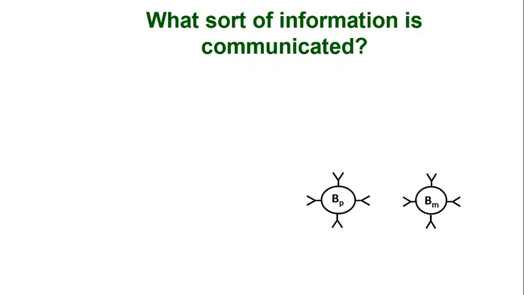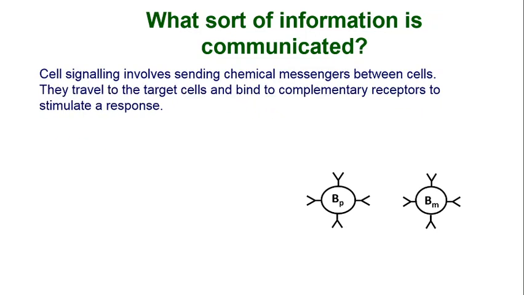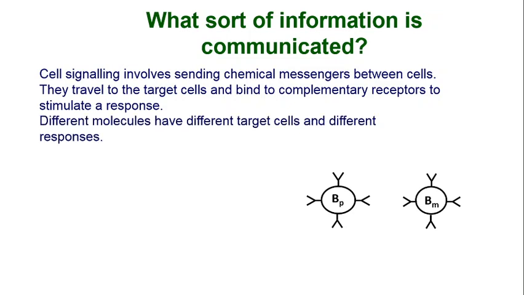So we're going to look today at cell signalling, so the types of communication that you get between them. This involves these chemical messengers that are sent between cells, and they'll travel to the target cells and bind to complementary receptors and stimulate a response. There are lots of different molecules which have got different target cells and will bring about different responses.